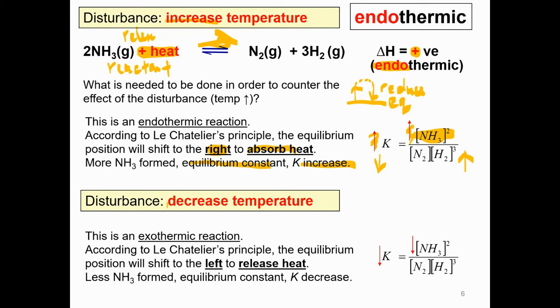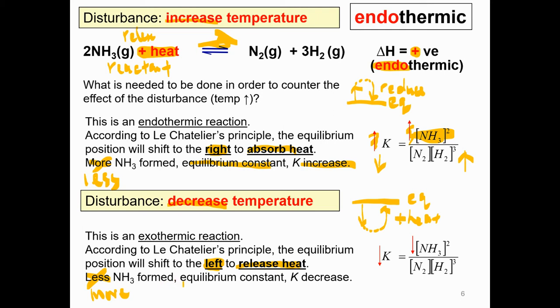Okay, now if we decrease the temperature, so what happens is we draw again. Decrease the temperature. In order to get back to equilibrium, we need to increase the heat. So which side increases the heat? It is to the left, to release heat. Okay, so that means this one is wrong, this one should be more, this one should be less.